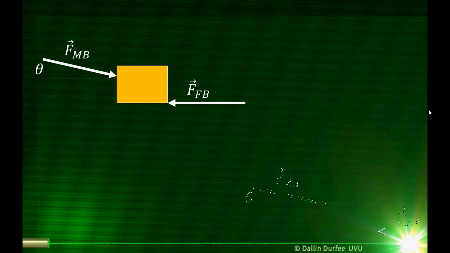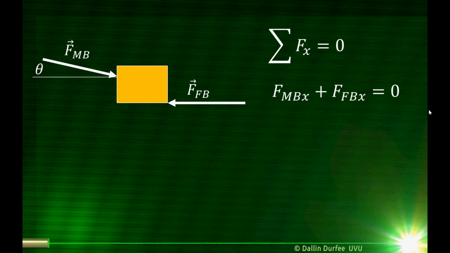Well, we want to find friction. In order to find friction, we're going to use Newton's first law. There must be no net force on the box, otherwise the box would be accelerating. So the sum of the x components of the forces must be 0. That means that the x component of the force of the man on the box plus the x component of the force of friction on the box should equal 0.